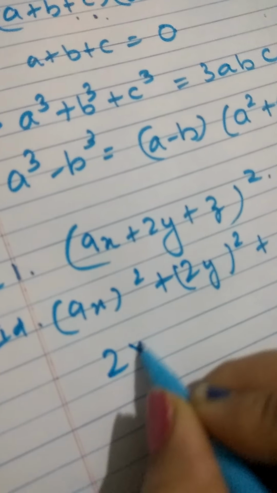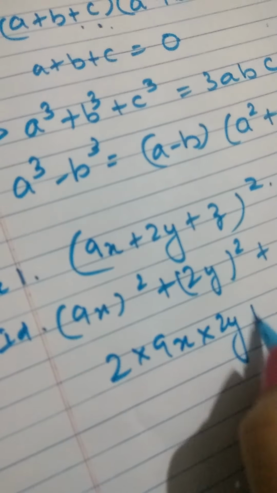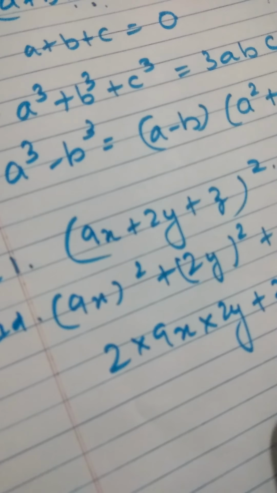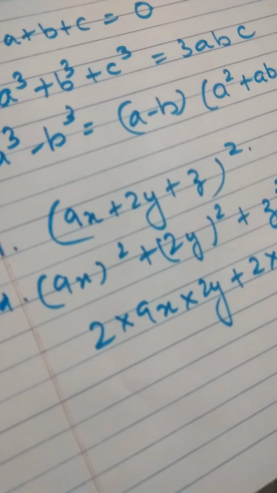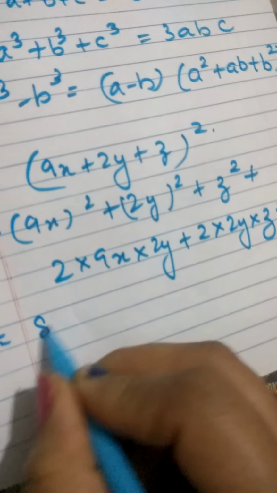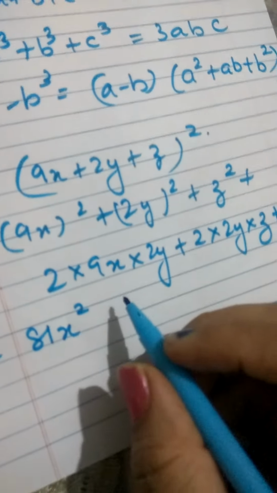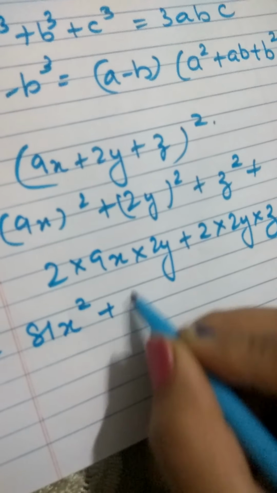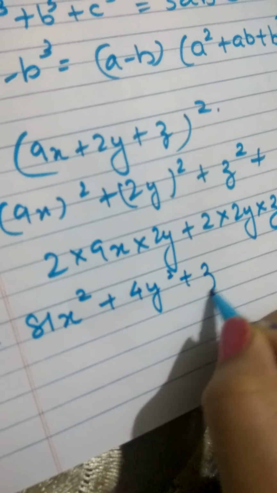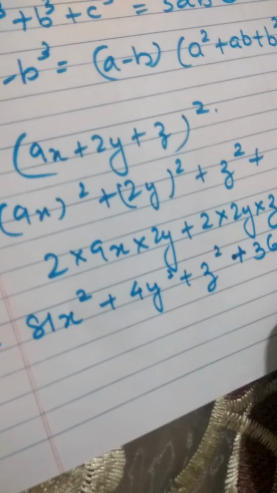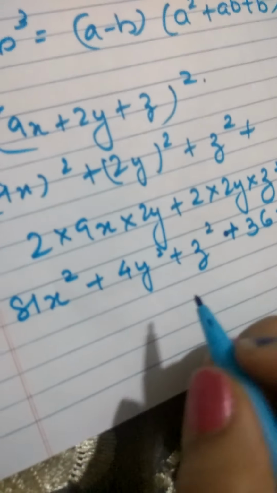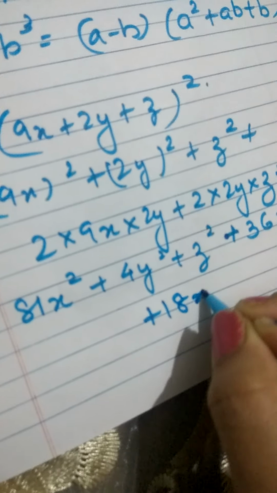2ab plus 2bc plus 2ca. So it comes out to be 81x square plus 4y square plus z square plus 36xy plus 4yz plus 18xz.